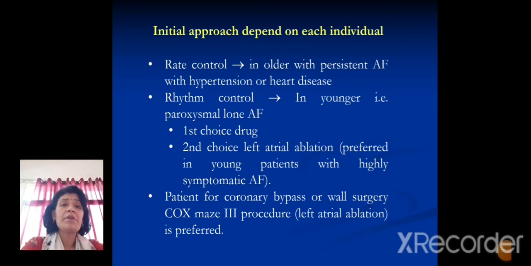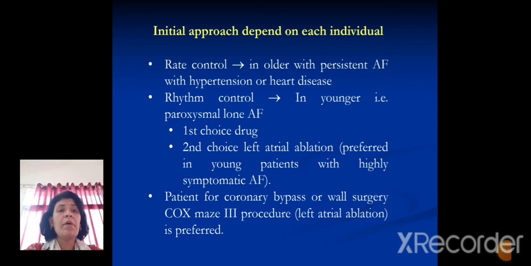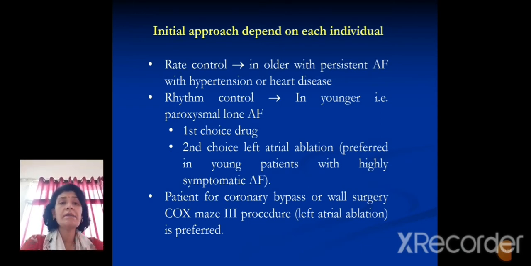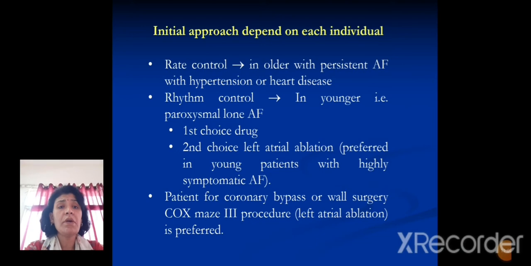Rhythm control is tried in the younger population and in settings of paroxysmal or lone AF. First choice is drug, and if drug therapy is not helping, then the second choice is left atrial ablation, which is preferred in young patients with highly symptomatic atrial fibrillation. In those patients going for coronary bypass or valve surgery, the Cox-Maze III procedure is preferred.